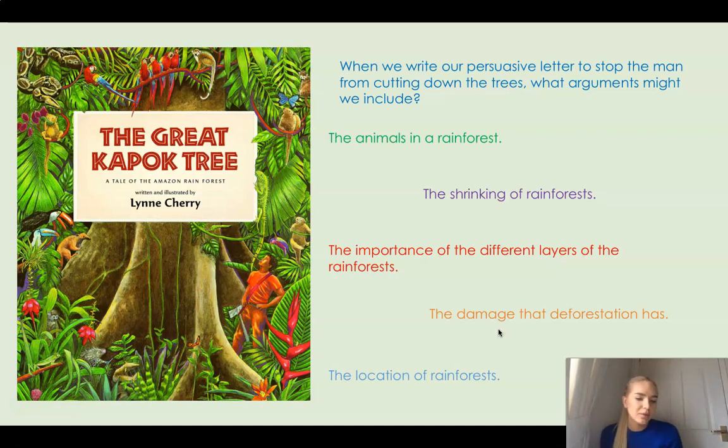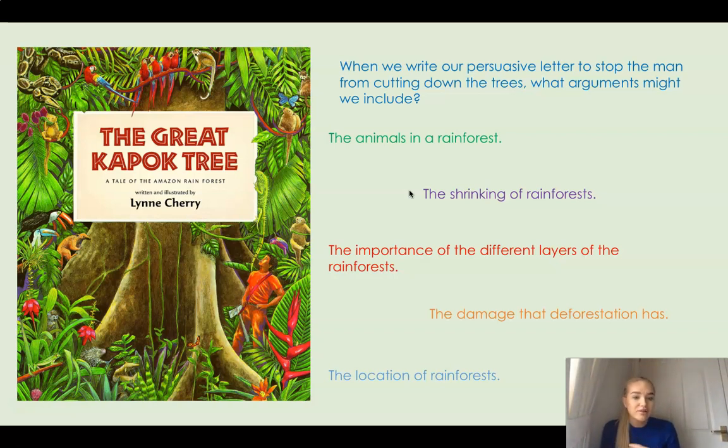And you also might talk about the location of the rainforest. And actually, going back to this point of the shrinking of the rainforest, you might also talk about that first picture on the Great Kapok Tree, where all the dark green parts were the current rainforests. And what did the light green parts show? That's right, the light green parts showed how much the rainforest had demolished and shrunk, basically.